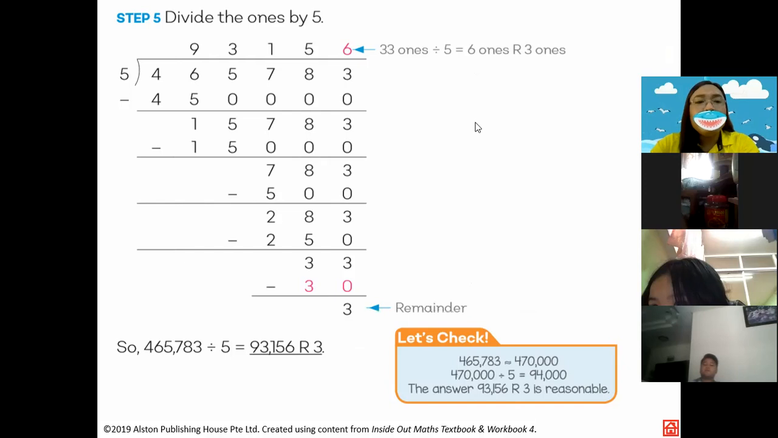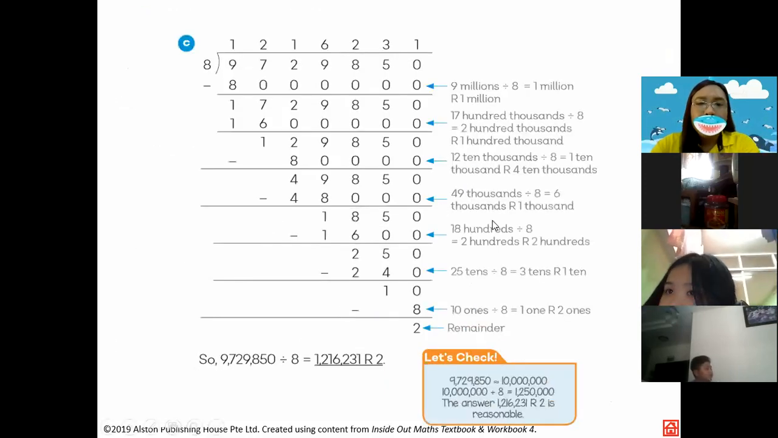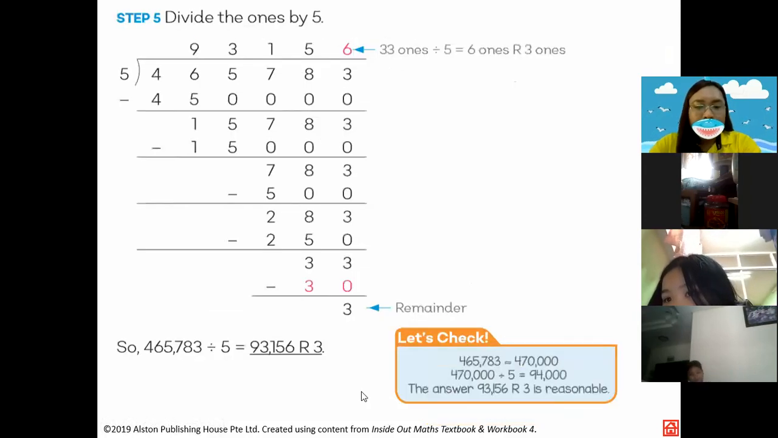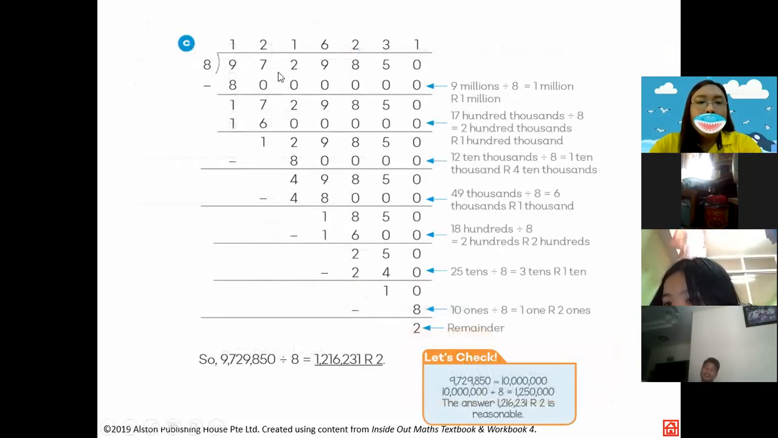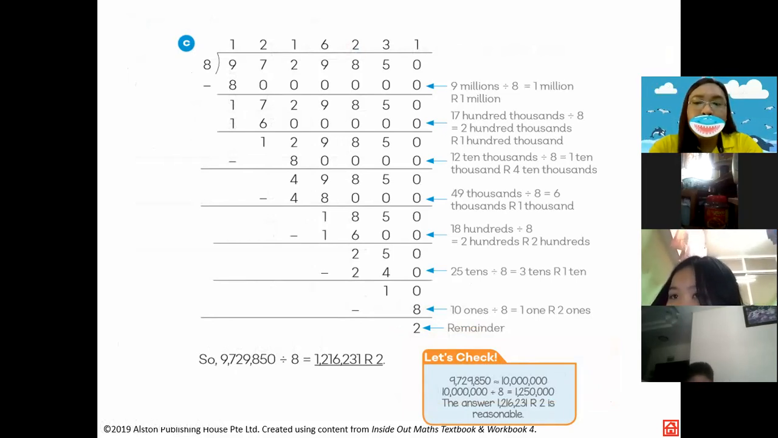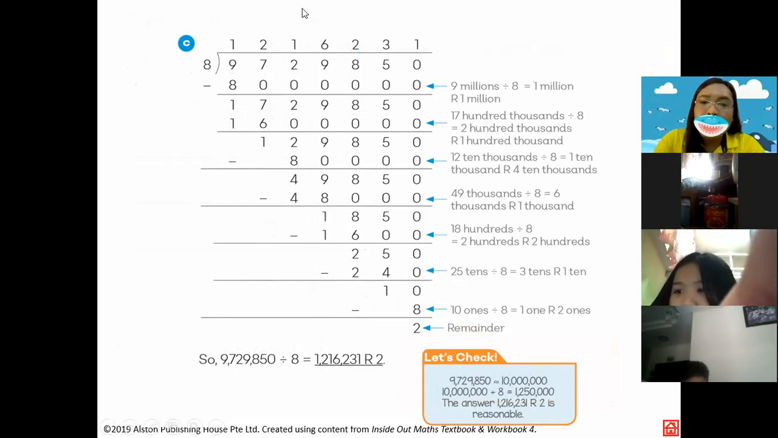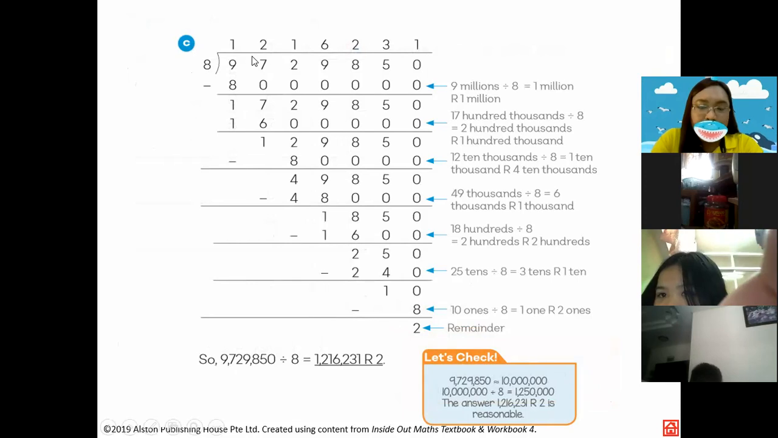Okay. All right, now let's proceed to letter C. This one. So in letter C class, divide 9,729,850 divided by 8. So same thing, we will just divide and then subtract, but we will divide first the number in millions place, okay, which is 9.